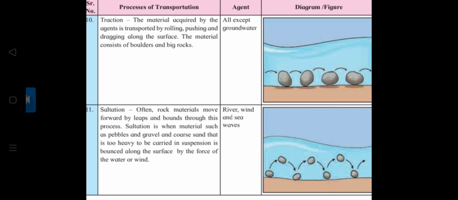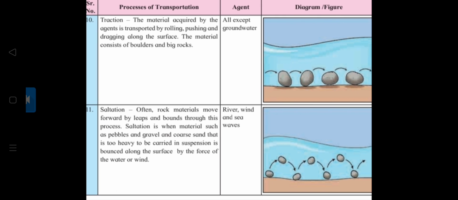Next is saltation. Saltation is when rock materials move forward by leaps and bounds, to a greater extent, leaps and bounds through this process. Saltation is when material such as pebbles and gravel and coarse sand that is too heavy to be carried in suspension is bounced along the surface by the force of the water or wind.